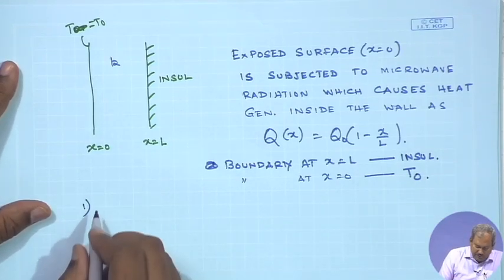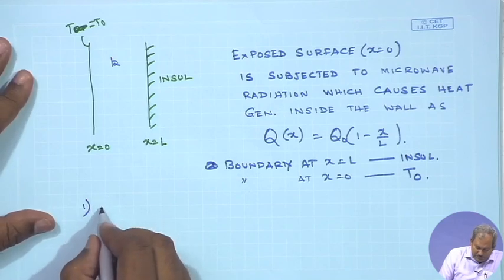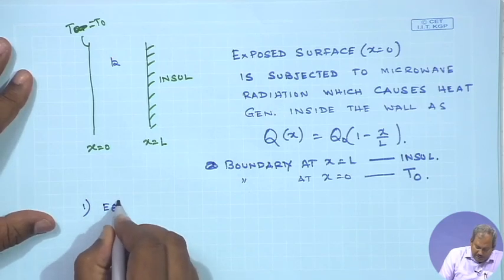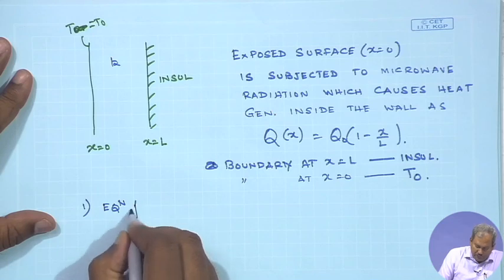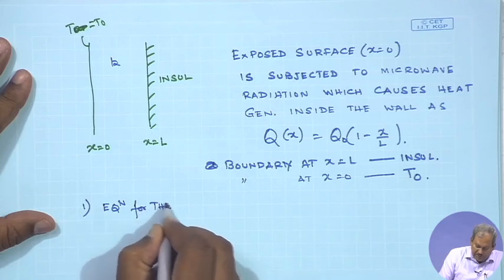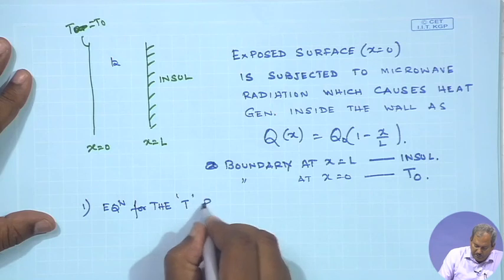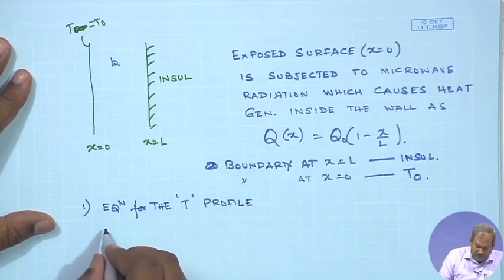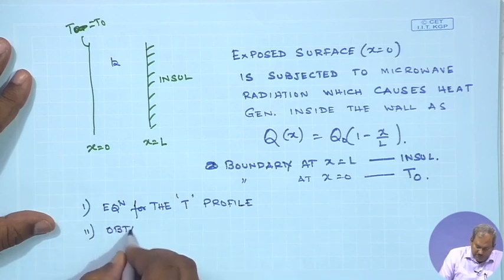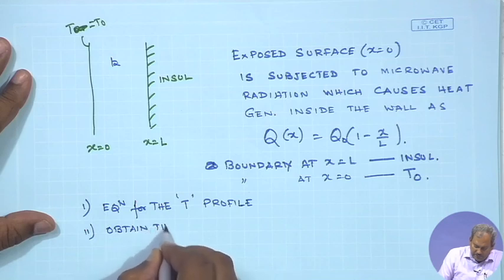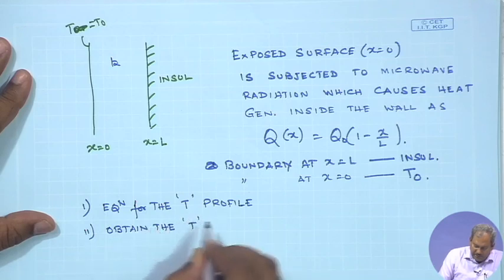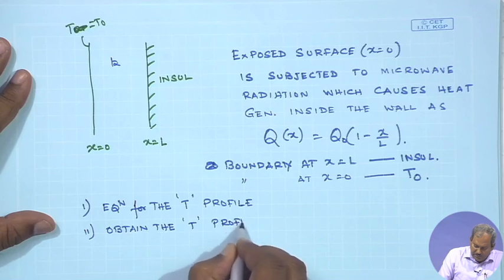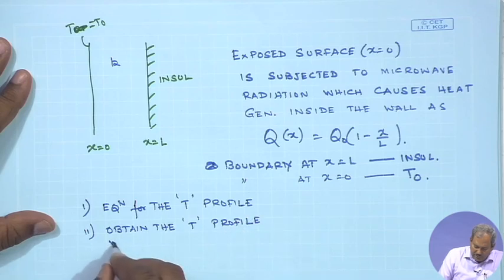The things that you have to do are: derive the equation for the temperature profile, and second, obtain the temperature profile with appropriate boundary conditions.